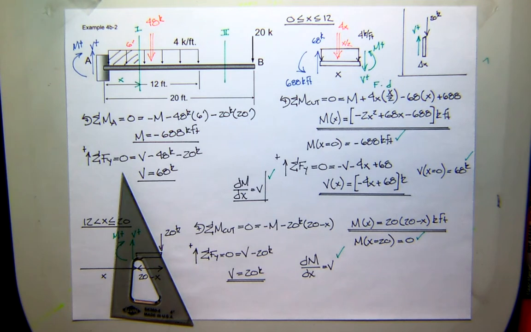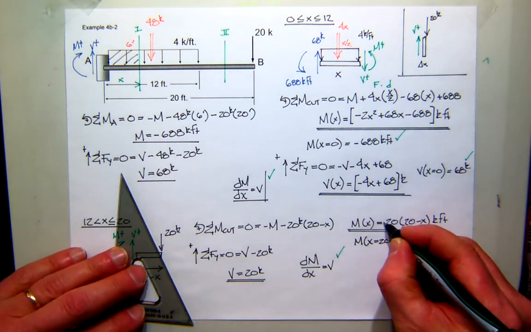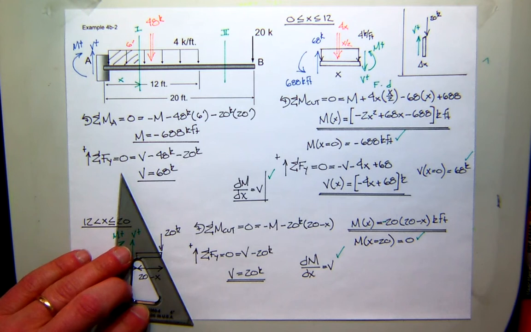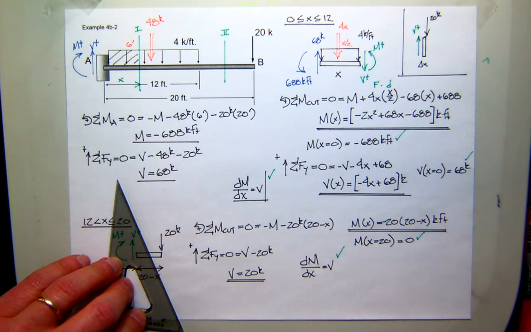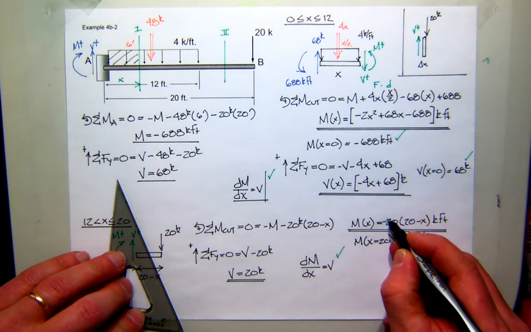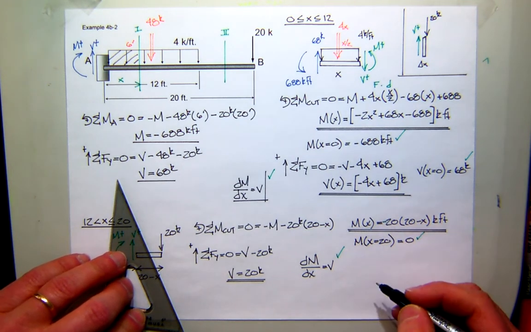Did I screw up? Oh, wait. This needs to be a minus here. Sorry. I lost my minus sign. Thank you. Now it's good. Thank you, Mr. Story. Yeah, there's a minus sign here. Make sure you check that.